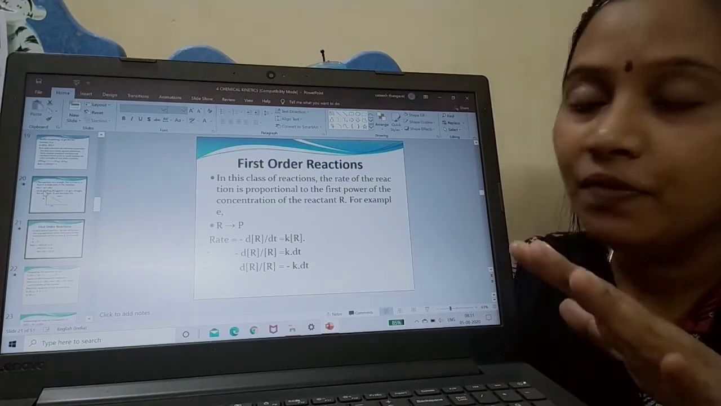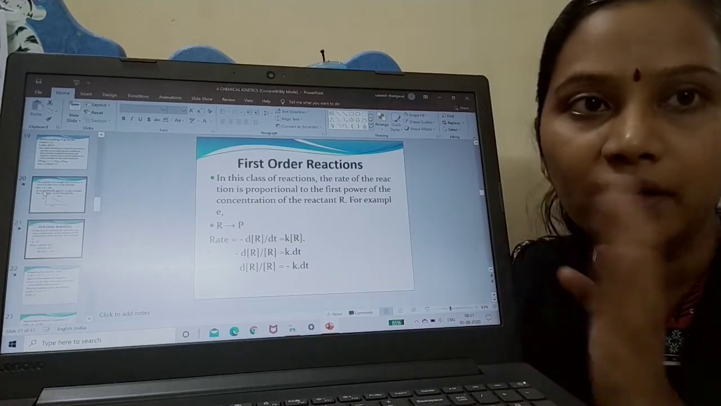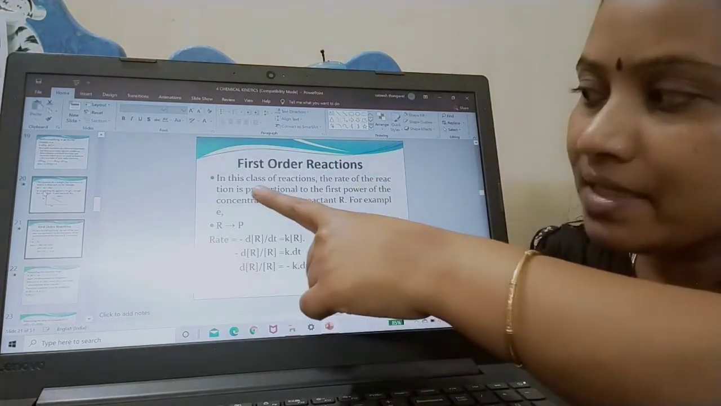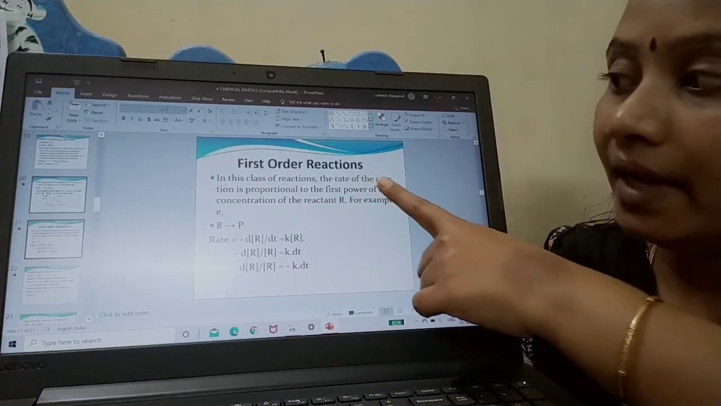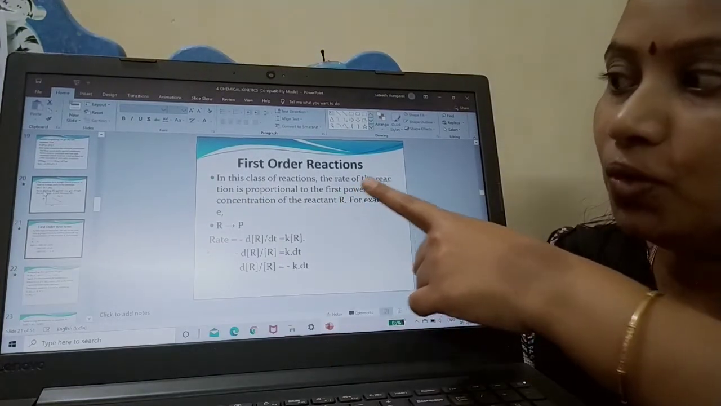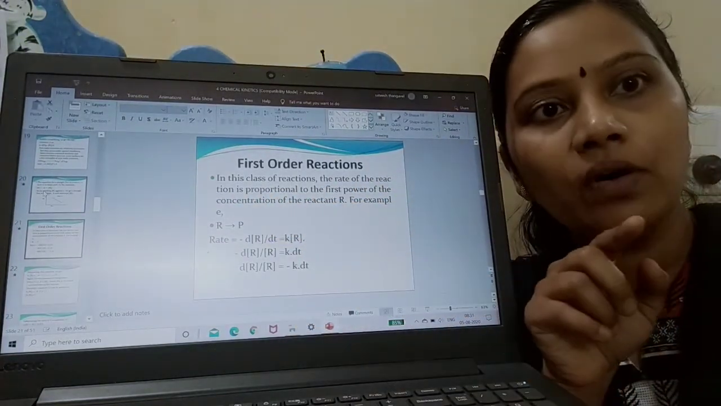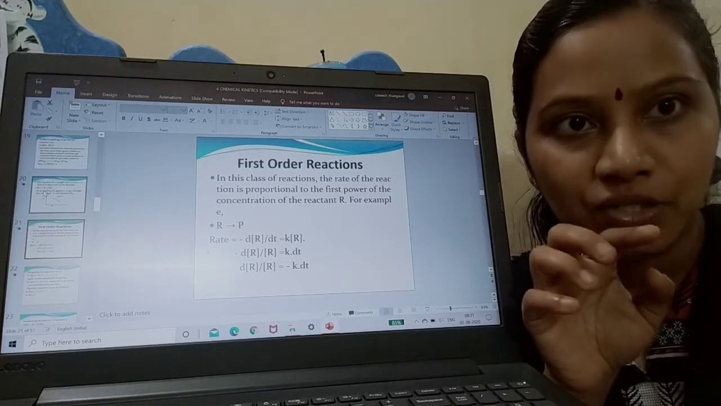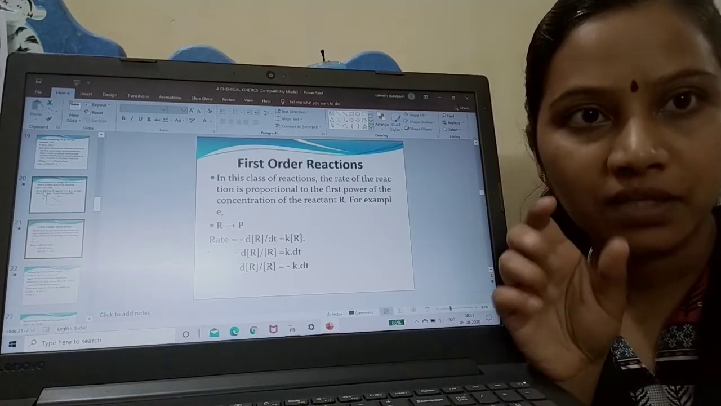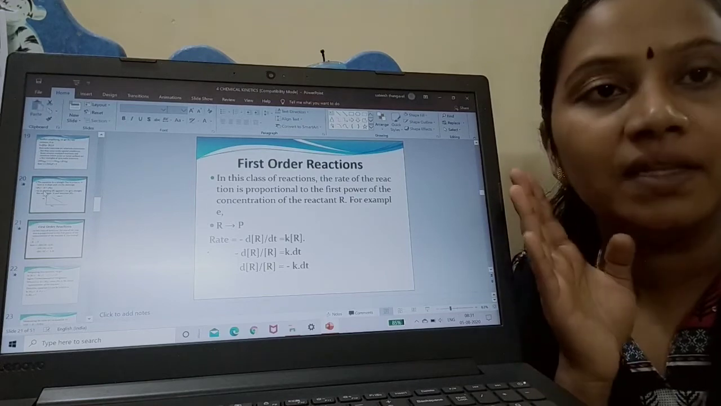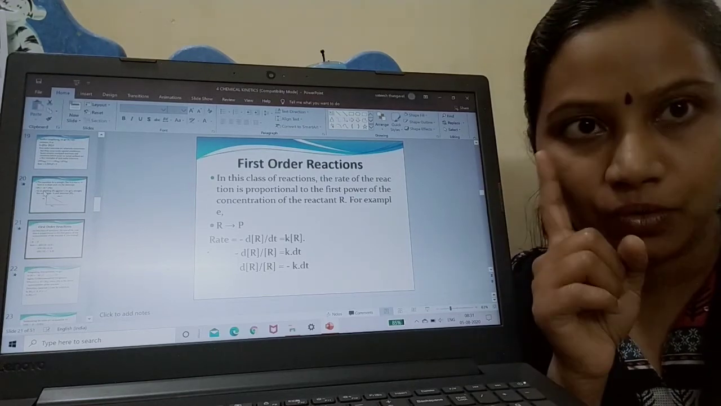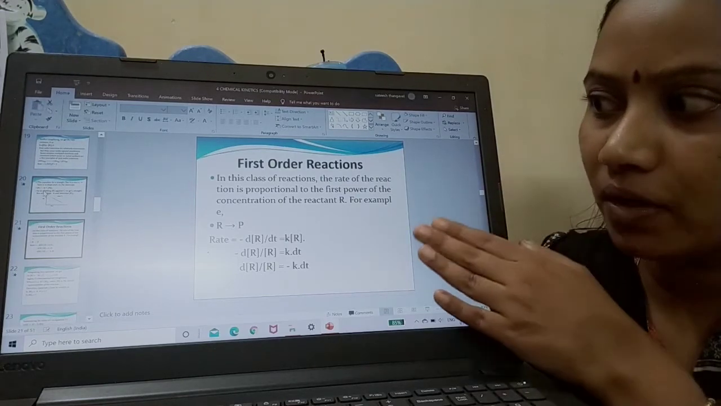In the same way we need to do it for the first order reaction. In this class of reaction, the rate of reaction is proportional to the first power of the concentration of the reactant. How did I denote the zero order reaction? Rate of reaction is equal to K into concentration of reactant to the power 0. In the same way, instead of power 0, write power 1. This is called a first order reaction.